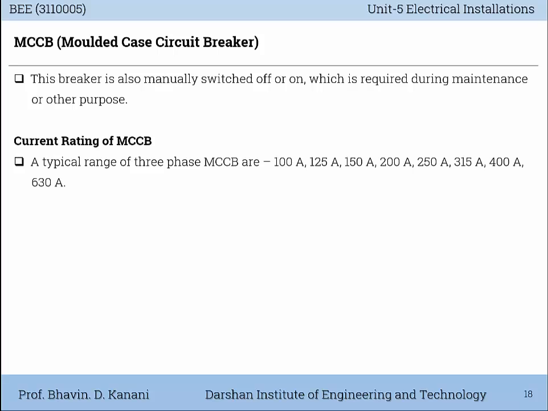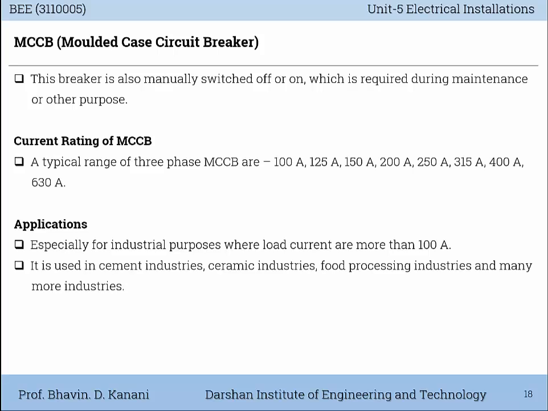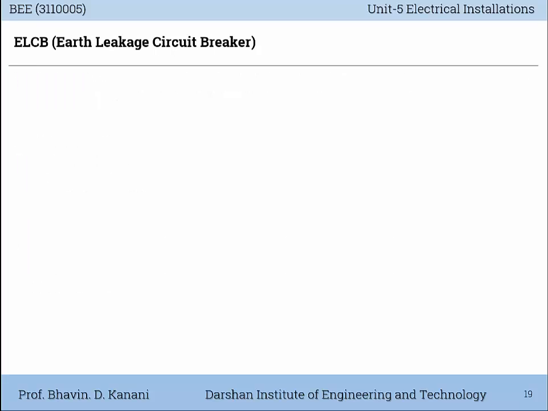Current rating of MCCB. A typical range of 3-phase MCCBs are of 100 ampere, 125 ampere, 150 ampere, 200 ampere, 250 ampere, 315 ampere, 400 ampere and 630 ampere. Applications. Especially for industrial purposes where load currents are more than 100 ampere. It is used in cement industries, ceramic industries, food processing industries, and many more industries.